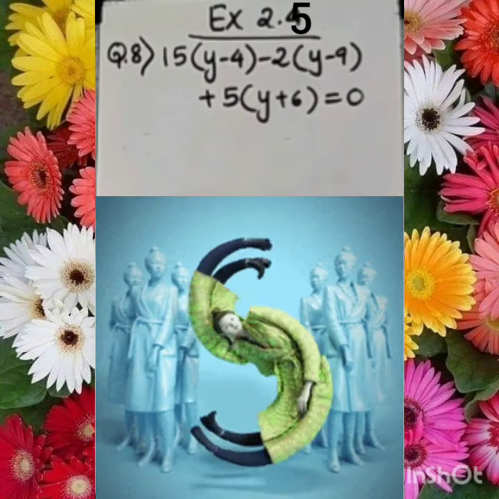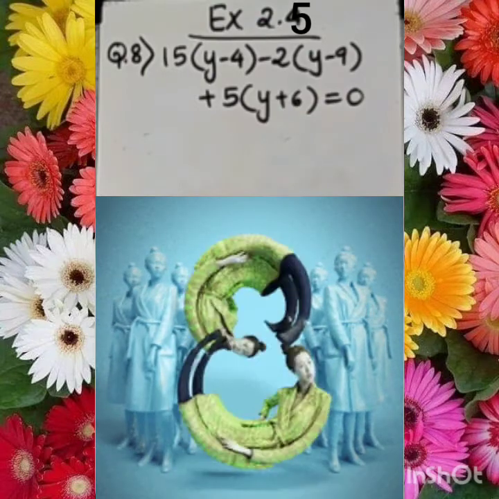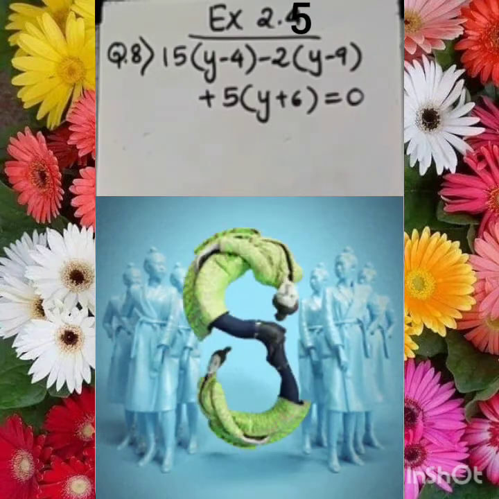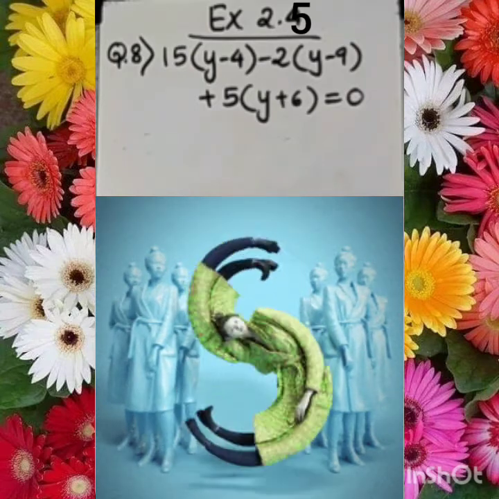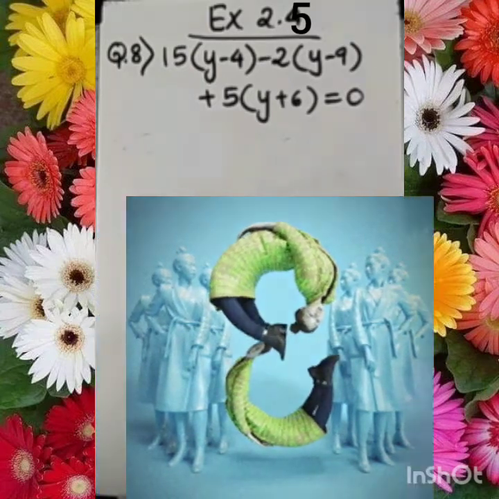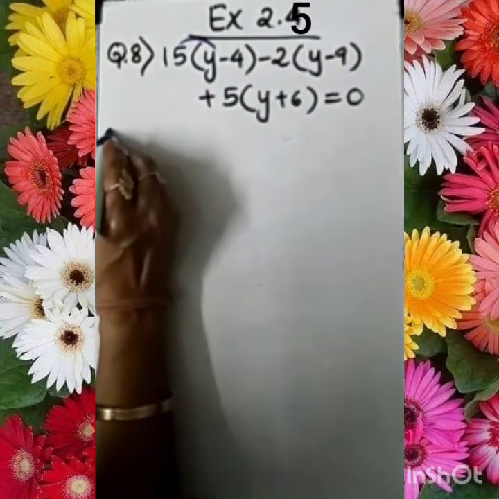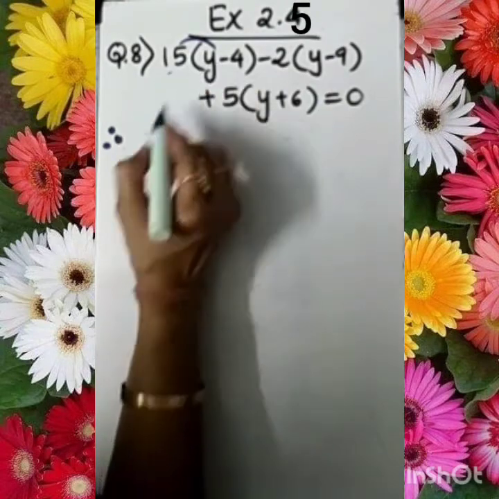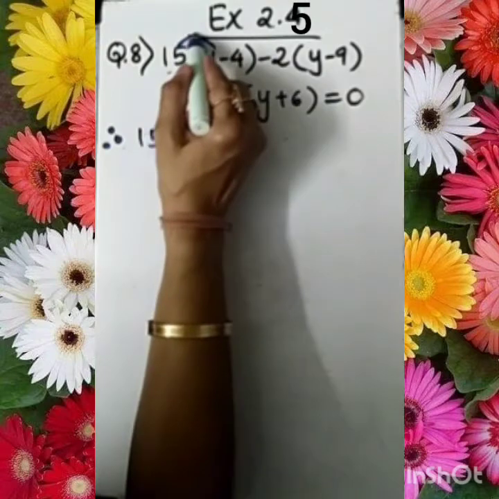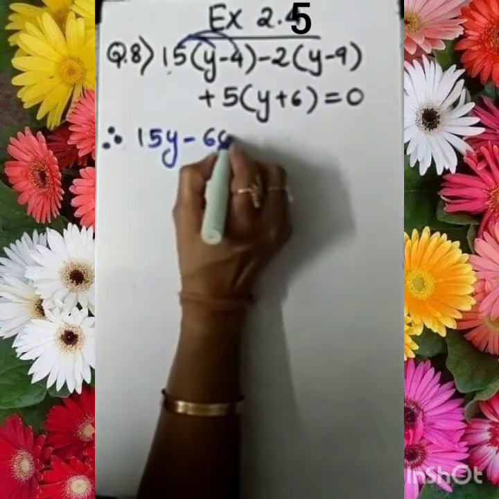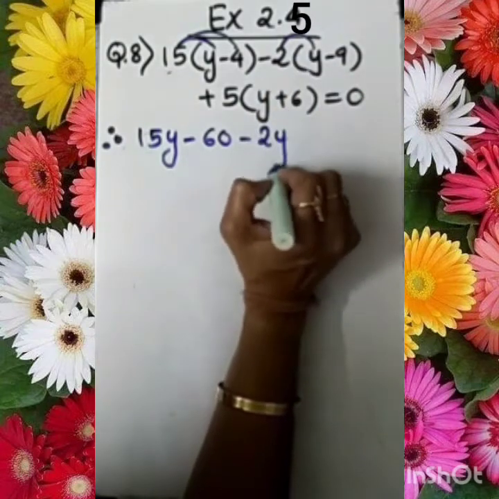Dear student, question number 8 is on your screen. 15 in bracket y minus 4 minus 2 in bracket y minus 9 plus 5 in bracket y plus 6 equal to 0. So what we have to do for that? Very simple, very easy. Let's multiply first 15 with y. 15 multiplied by y gives the result 15y minus 15 fours are 60 minus 2 into y is 2y.